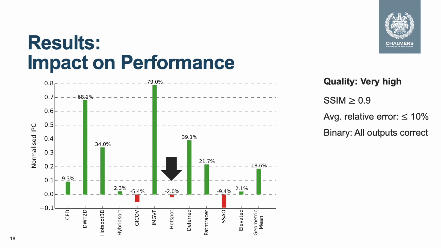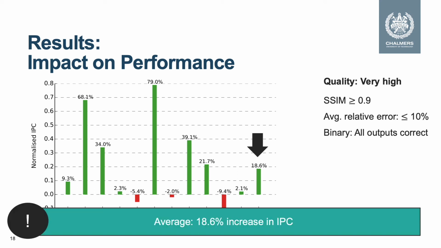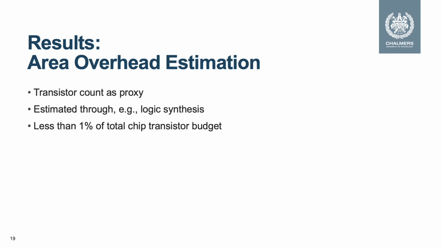Also, hotspot shows a decrease, and this is because of the deep pipeline we have. But note that we have a very conservative estimation of the write-back pipeline depth, and there is a sensitivity analysis of this in the paper. On average, we get an 18.6% increase in IPC.